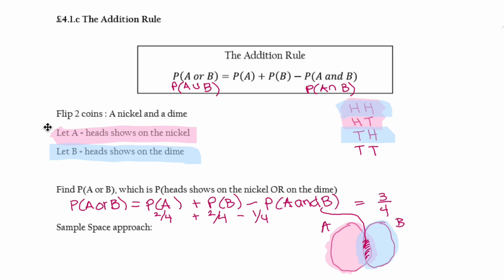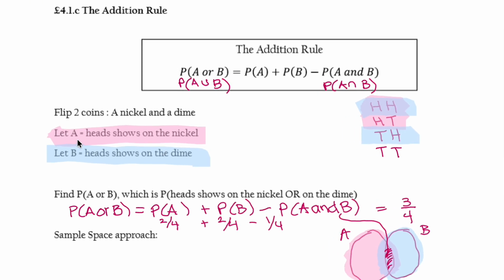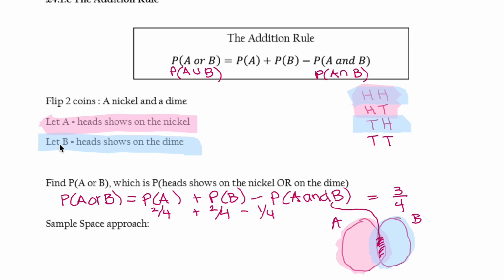So think about this. Flip two coins, a nickel and a dime. Let A equal heads shows on the nickel, and let B equal heads shows on the dime. We get the probability right here. This is also known as the sample space. Find the probability of getting A or B, which is the probability of getting heads on the nickel or on the dime. We're going to use our addition rule.